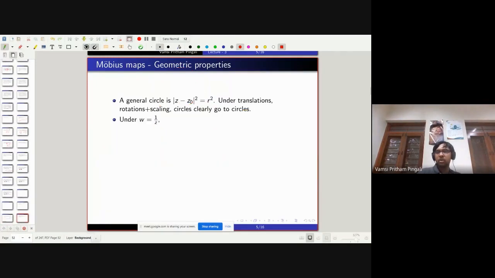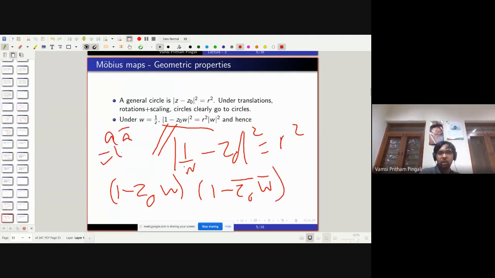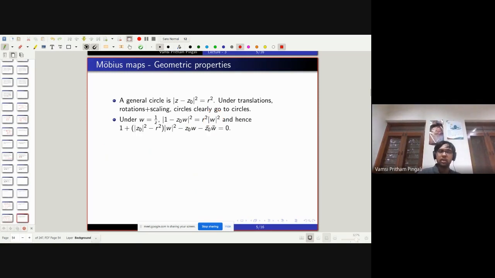Okay. The real question is, what happens when w equals 1 by z? So when w equals 1 by z, 1 by w minus z0, mod squared, equals R squared, which means you get this. When you expand this out, the best way to expand these things is this way. Remember, a times a bar is mod a squared. So this is 1 plus mod z naught squared times mod w squared minus z naught w minus z naught bar w bar. When you do that and bring the mod w squared to the other side, when the dust clears, you get this.